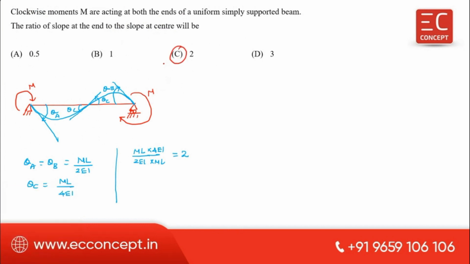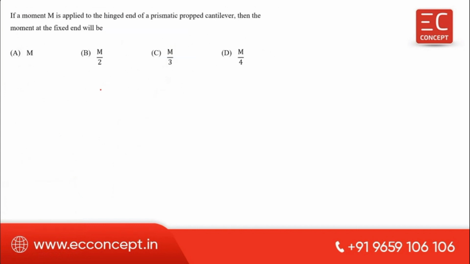So answer is C. Slope at support is ML by 2EA. Slope at center is ML by 4EA. Next question. If a moment M is applied to the hinged end of a prismatic cantilever, then the moment at the fixed end will be.